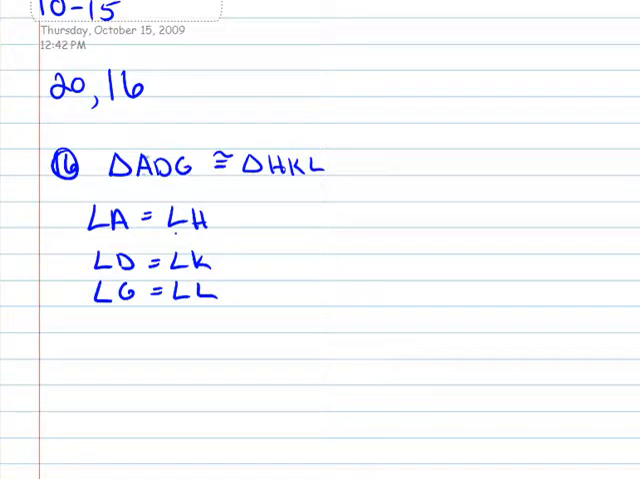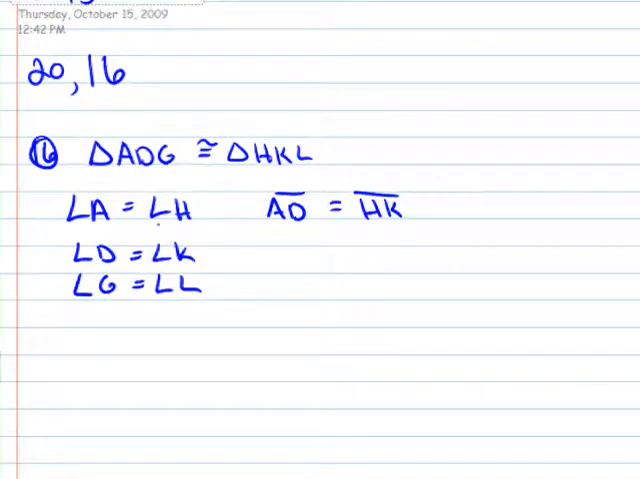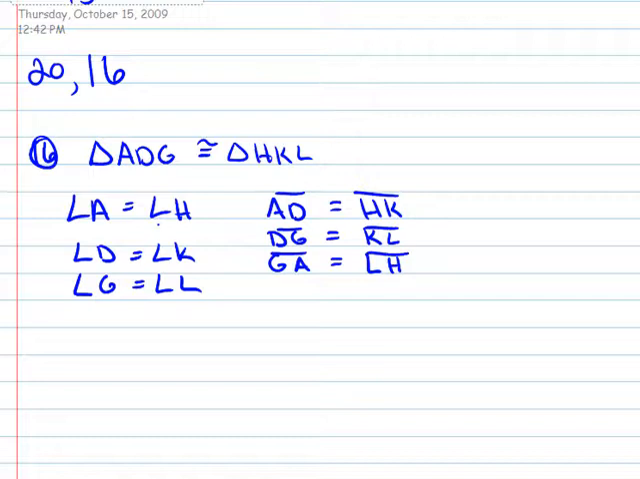It takes two letters to name a side. So AD comes first, and it is the same as HK because they are also first. DG is second, and it's going to be the same as KL, which is also second. And then GA is going to be the same as LH. Think of it as wrapping back around.